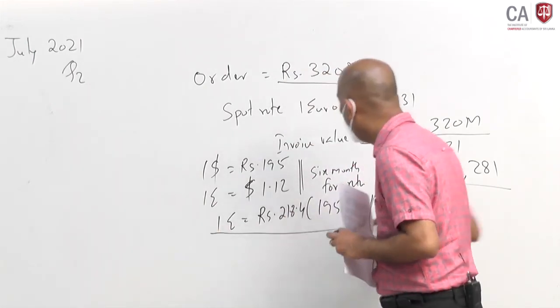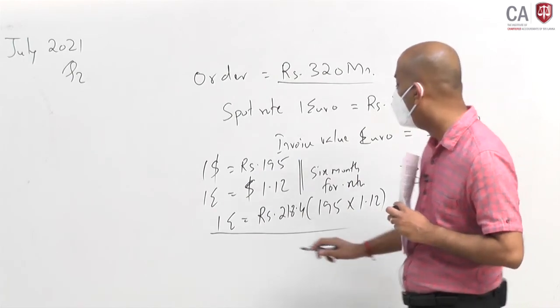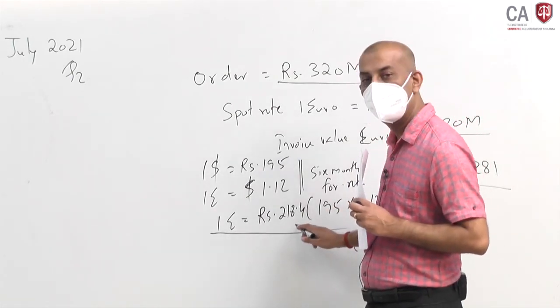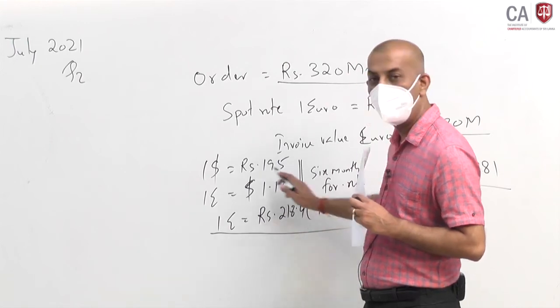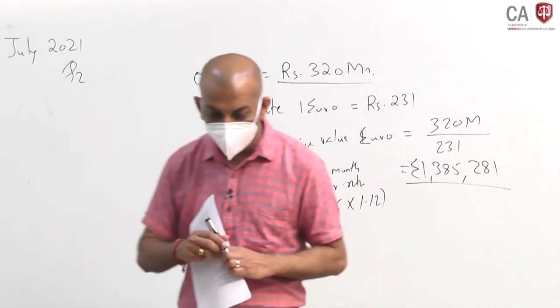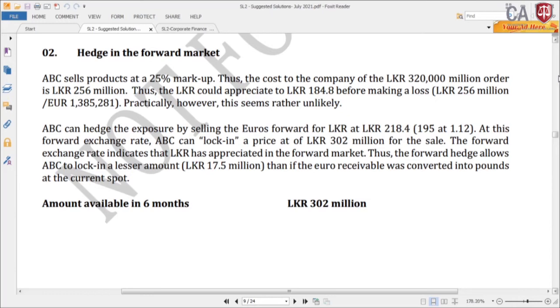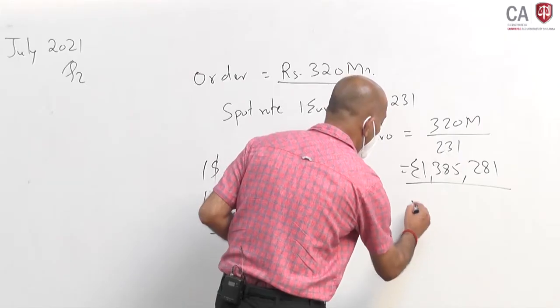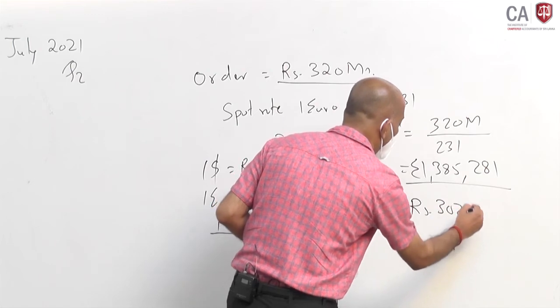218.4 is your 6 month forward rate between 1 euro and rupees. If you are going to get 1,385,281 euros, and this is the 6 month forward rate, 218.4, what is the rupee value you are going to get in 6 months? So the suggested answer, you can look at it, 6 months time you are going to get 302 million. So 6 months time, rupee proceeds, you get 302 million.